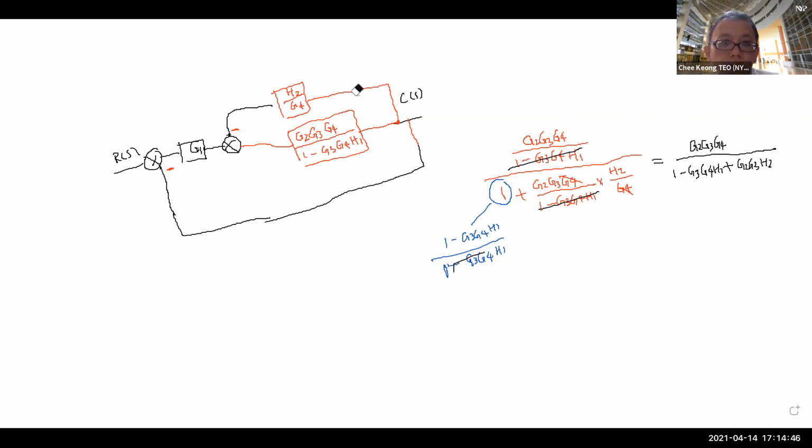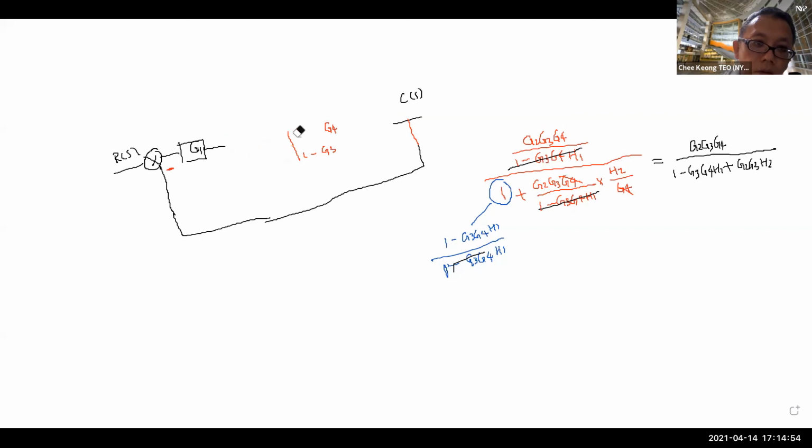So now we can erase this block, because we just simplified it, including the summing point. So basically here we have G2, G3, G4 over 1 minus G3, G4, H1 plus G2, G3, H2.